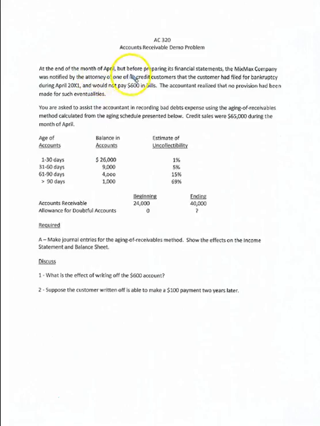At the end of the month of April, but before preparing its financial statements, the Mix Company was notified by the attorney of one of its customers that the customer had filed for bankruptcy in April and would not pay its $600 of bills. The accountant realized that no provision had been made for such eventualities, and you were asked to assist the accountant in recording bad debts expense using the aging of receivables method calculated from this aging schedule presented below. And we have credit sales of $65,000 were made during the month of April.